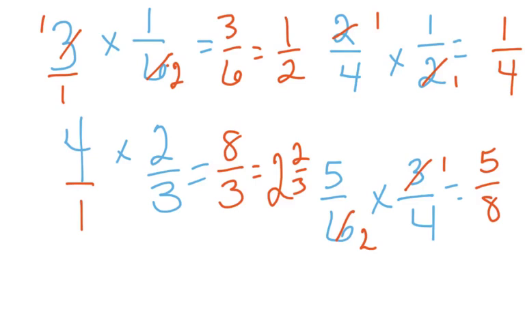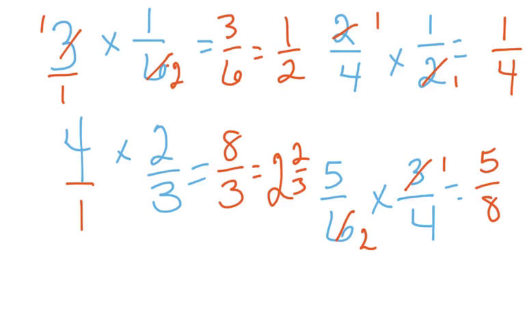Here I cannot cross-cancel. 4 and 3 are not multiples of each other. I cannot cross-cancel when I have a 1 as a denominator or numerator. So 4 times 2 is 8. 1 times 3 is 3. I do have to simplify by dividing and get 2 2/3.